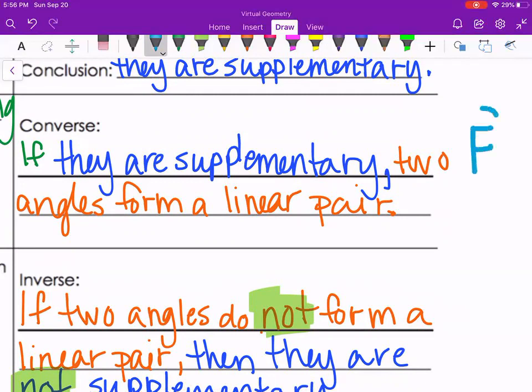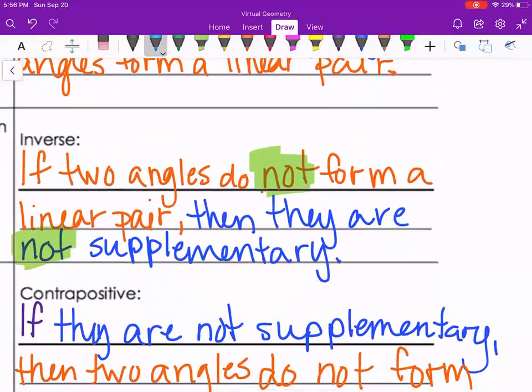That is not always the case. I could have two angles that are not adjacent, not touching each other. They are supplementary, but by definition, linear pairs must be adjacent. So let's check out the inverse. If two angles do not form a linear pair, then they are not supplementary. Well, again, that's not the case. I could have two right angles, both being 90 degrees. They may not share a side. So then therefore they are not linear, but they are still supplementary. So this one is also a false statement.